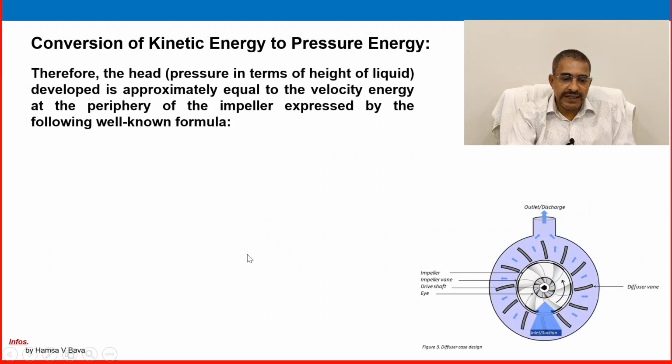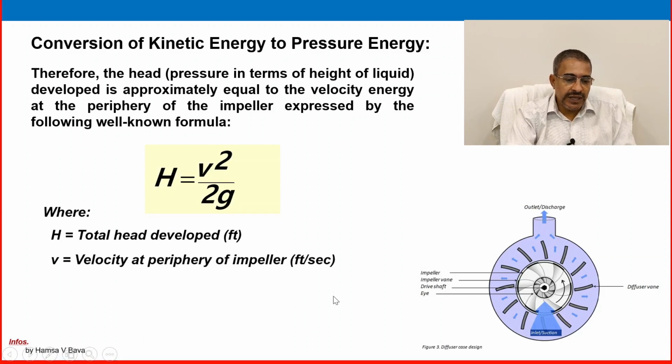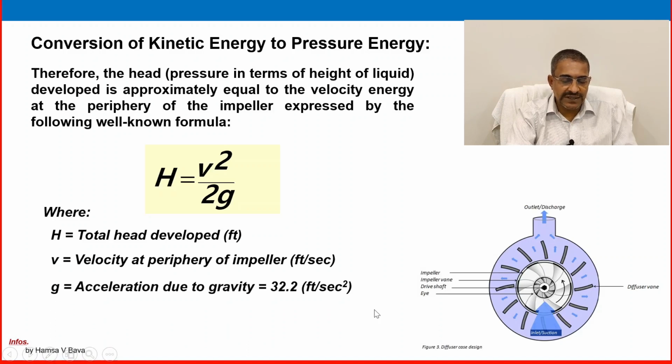Therefore, the head pressure in terms of height of liquid developed is approximately equal to the velocity energy at the periphery of the impeller, expressed by the following well-known formula: H = V²/2g, where H is the total developed head in feet, V is the velocity at the periphery of the impeller in feet per second, and g is the acceleration due to gravity, that is 32.2 feet per second squared. So this is the well-known equation.